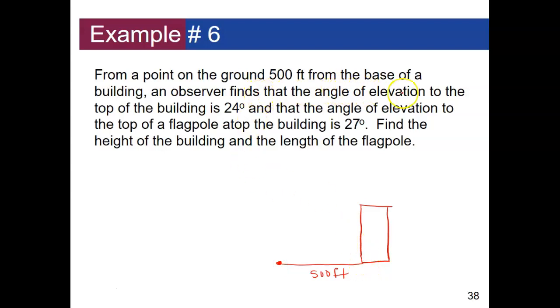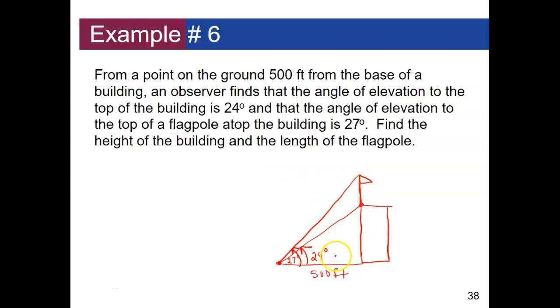The observer finds that the angle of elevation to the top of the building is 24 degrees. So if the person's standing here and looking at the top of the building, then this is going to represent my angle of elevation. So that's going to be 24 degrees. The angle of elevation to the top of a flagpole atop the building is 27 degrees. So apparently we have a flagpole on top of the building. So when the person stands here and looks up at the flagpole, that angle is 27 degrees.